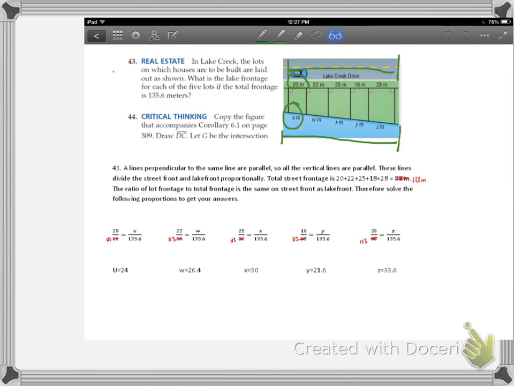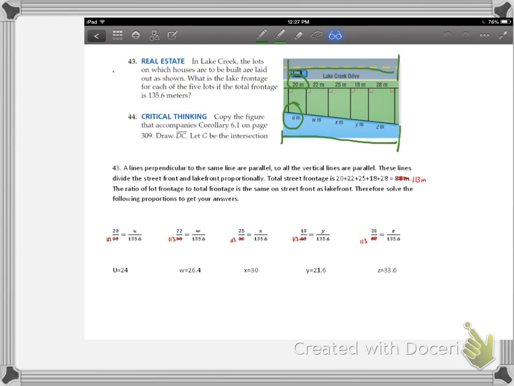On problem number 43, the lots all have vertical boundaries here that are parallel to each other because of the right angles. Since all of them are parallel, the segments representing the frontage along the road and the frontage along the lake must be divided proportionally.